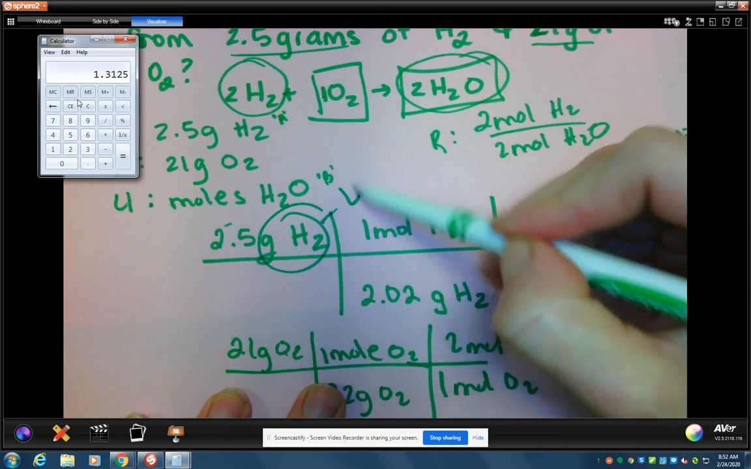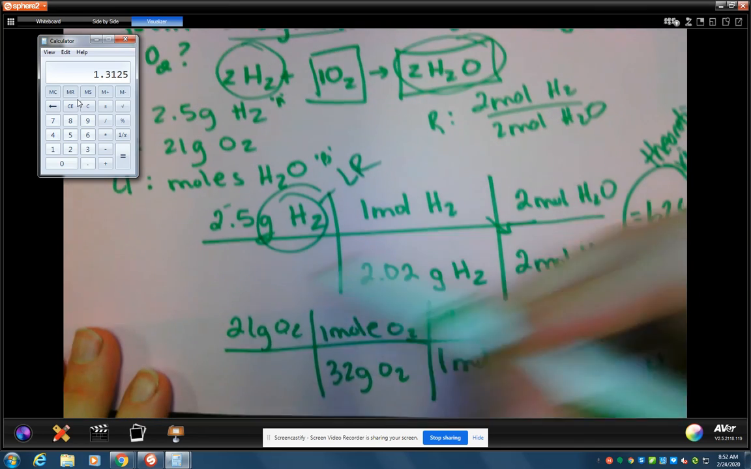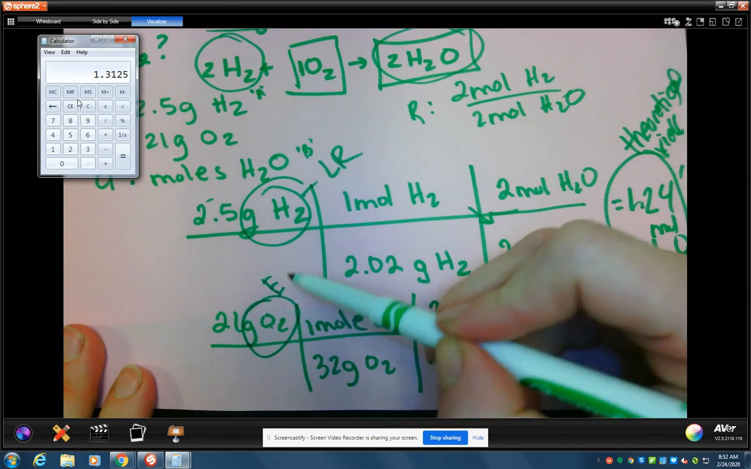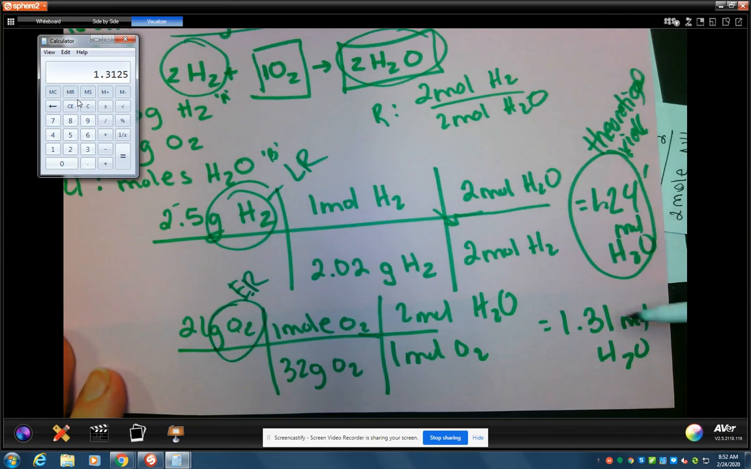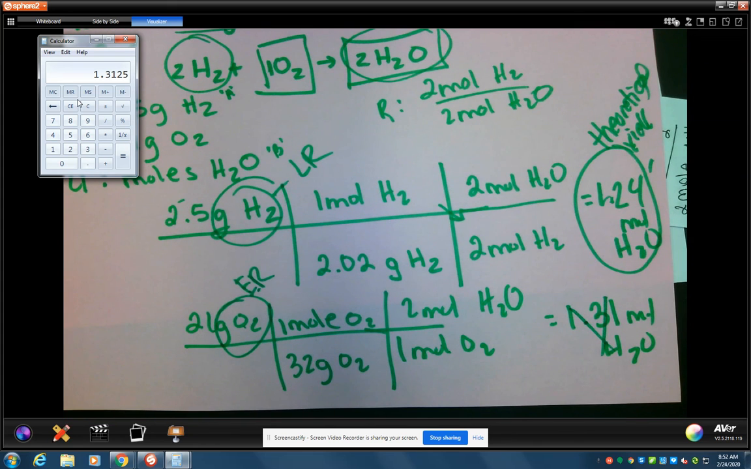This would be your limiting because it made your theoretical. This would be your excess because it made the number that was bigger, and that's extra information.